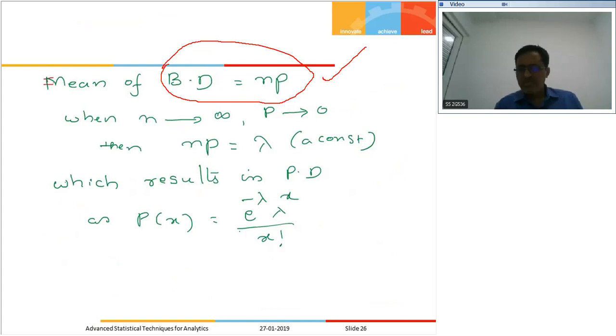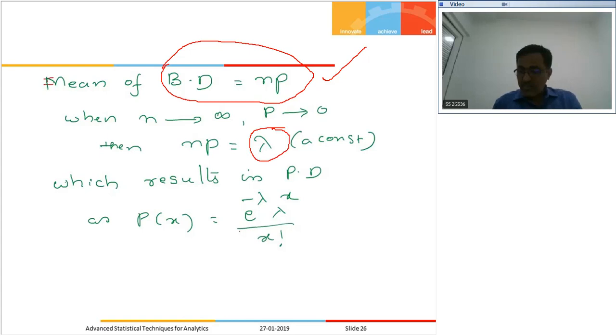Suppose n is very large and p is very small. N is very large means the total number of trials is very big and the probability of success is very, very small. Then if I find n into p, it almost behaves like a constant. It is like n equal to 1 lakh and p equal to 0.01. If I multiply n into p, and now 1 lakh becomes 1 lakh 1, 1 lakh 2, 1 lakh 3, then also it almost behaves like a constant. Therefore, we say it is lambda.